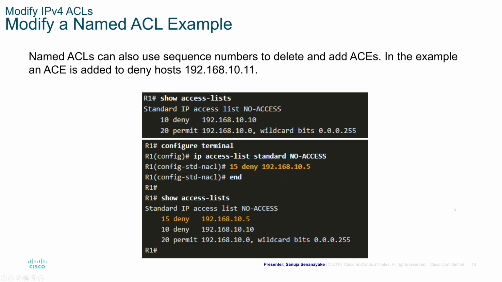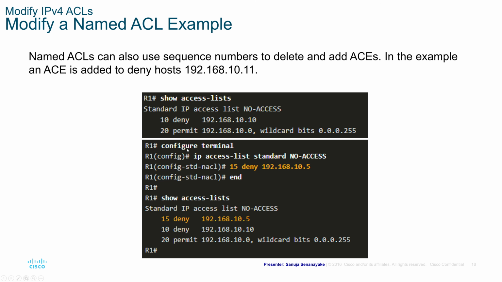Modified named ACL example. Named ACLs can use sequence numbers to delete and add access control entries. In the example, an ACE is added to deny host 192.168.10.11. So on the bottom of the screen, if you run show access-list, we have the standard IP access list named NO-ACCESS, and we have two access control entries, so 1, 2, there are two of them.